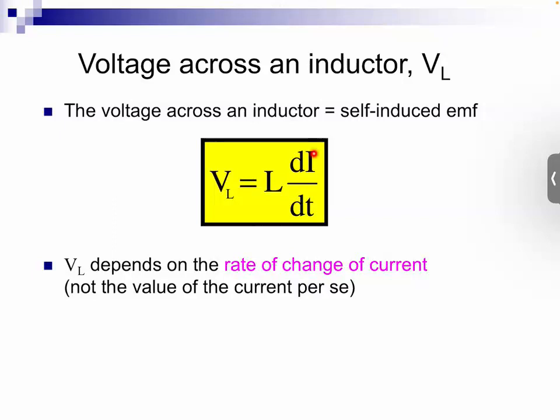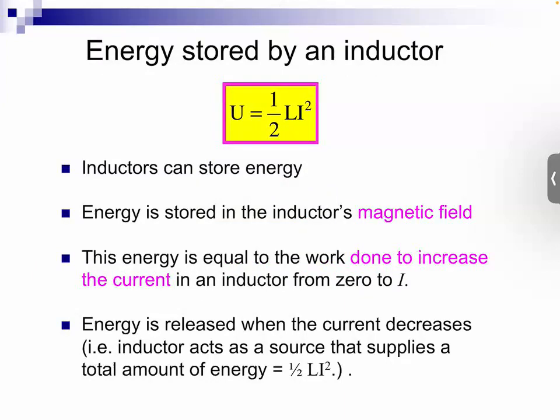Right, so for any changing current, like the video I just showed, there will be an induced voltage to try and oppose the change in current. We can calculate the induced voltage from the induced EMF that we've seen earlier. So it depends on how quickly the current changes and the self-inductance of the inductor. It doesn't depend on the current per se. So there needs to be a change in current for voltage to be produced.